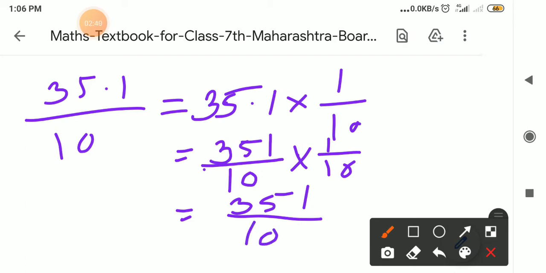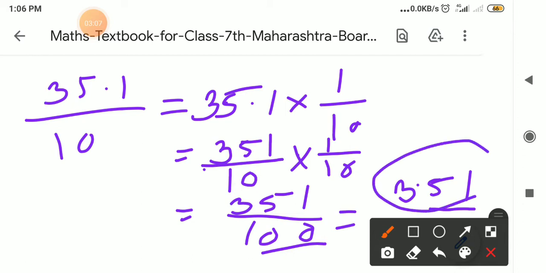10 tens are 100. Okay, and then the next step: 351 upon 100. How many zeros are there on 100? 2 zeros are there. So just leave 2 digits from the back side, from 1 and 5, and give the point here. So its answer is 3.51. So 35.1 divided by 10 is equal to 3.51. Okay, so this is the division we have studied.